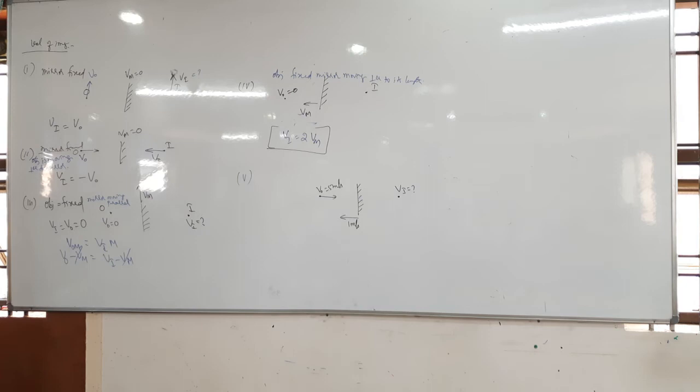Plus? Image also has to go to that side. But object with respect to the mirror is equal to minus image with respect to the mirror. Minus 7 meter per second is the correct answer only. But there you will have two possibilities. In which direction is important? Minus 7 meter per second is the correct answer.